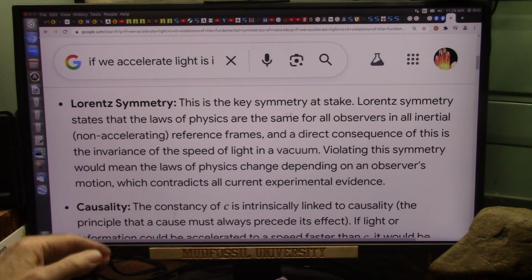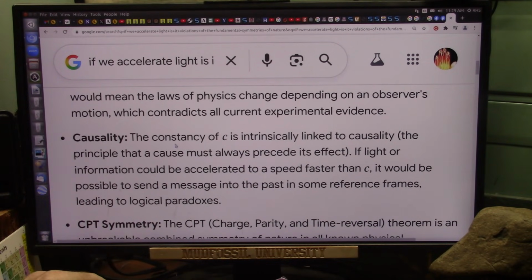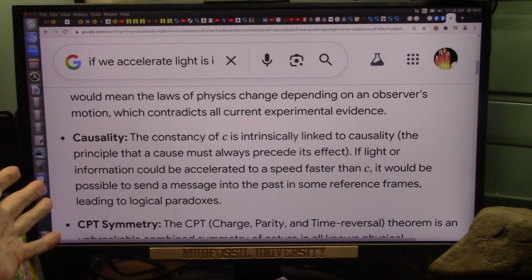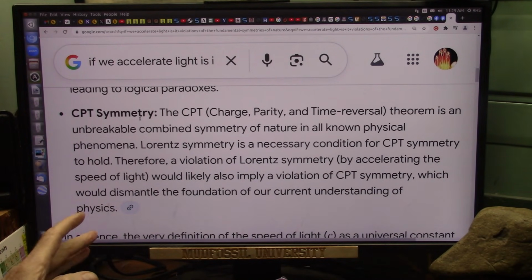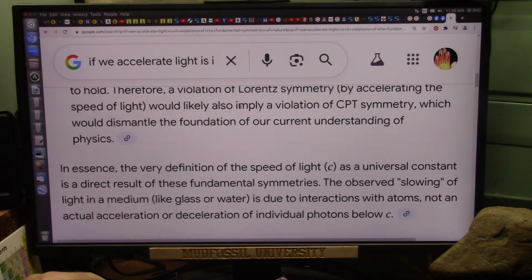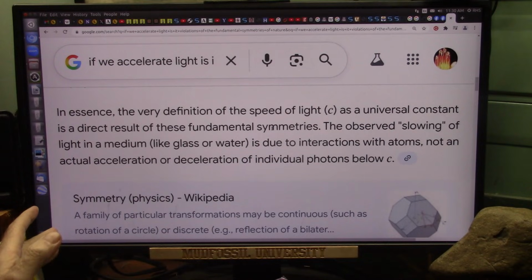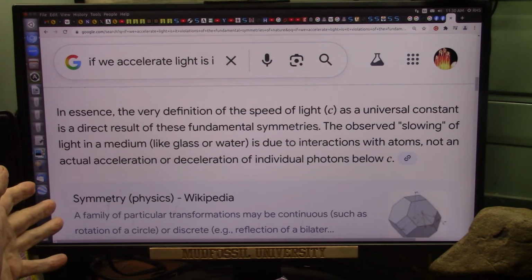Lorentz symmetry. A key symmetry is at stake here. Causality. Consistency of c is intrinsically linked to causality. No, it's not. CPT symmetry, charge, particle, time reversal. You can't reverse time as far as I'm concerned. In essence, the very definition of the speed of light as a universal constant is the direct result of the fundamental symmetries. It's the fundamental symmetry, and it's not right.